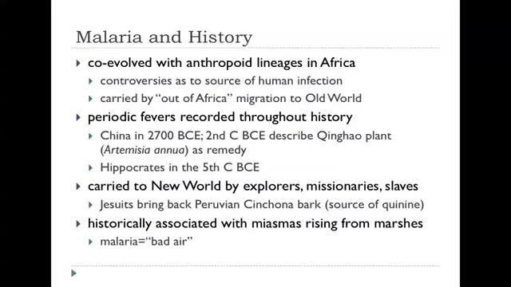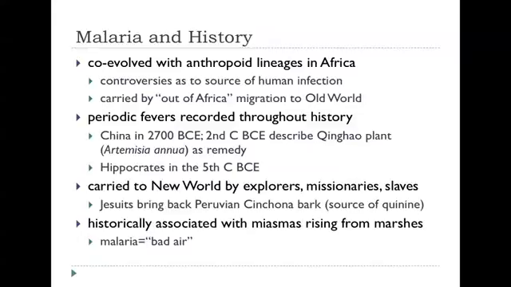If you look in the historical literature, this idea of periodic fevers that come and go every few days have been recorded many times, particularly notably in China back over 4,000 years ago, and in the 2nd century BCE, the Chinese described the Qinghao plant, Artemisia, as a remedy for malaria. And so that was one of those examples where herbal folk remedies were described long ago, and it turned out that this is effective, and in the last 30 years or so it has actually been turned into a highly effective anti-malarial agent. They've distilled out the actual chemicals produced by the plant. Hippocrates described malaria as well.